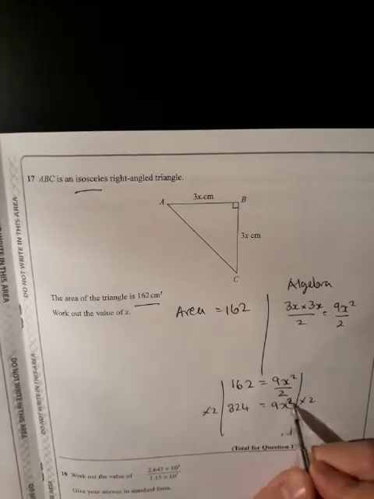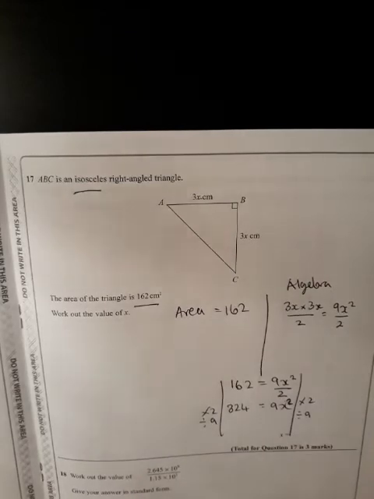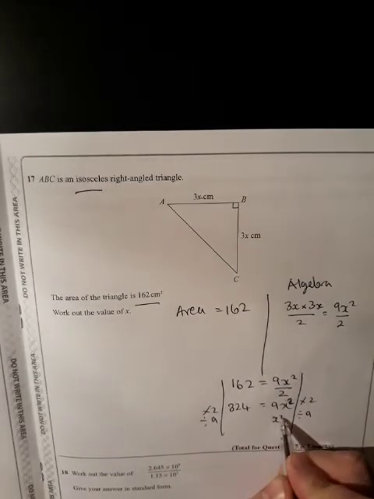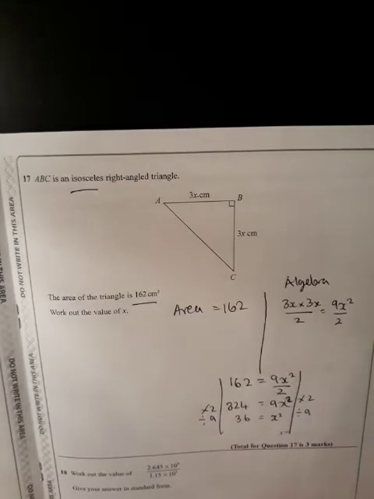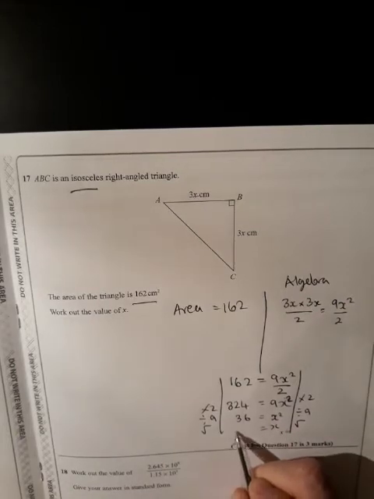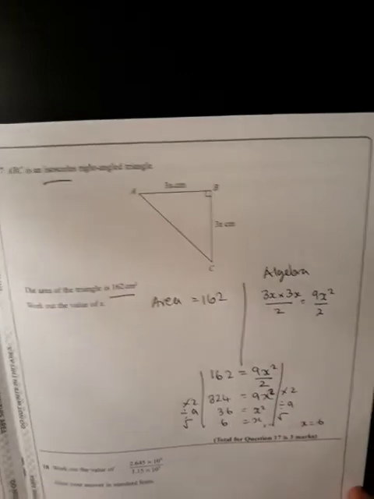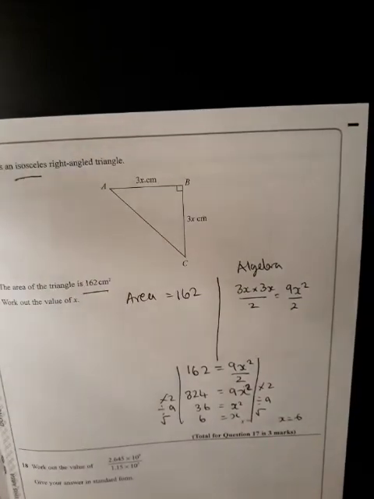Now we've got to divide by 9 to get rid of that 9 in front of the x squared. So 324 divided by 9 gives us 36. And finally, square root both sides. And that gives x is the square root of 36, which we probably know is 6. So the answer is x equals 6.